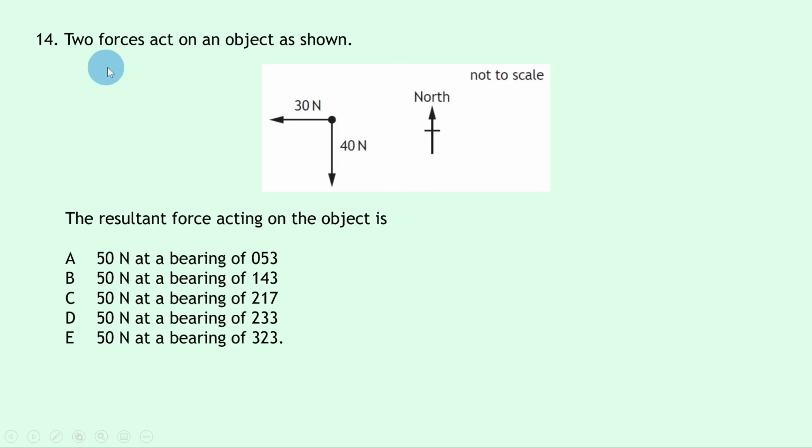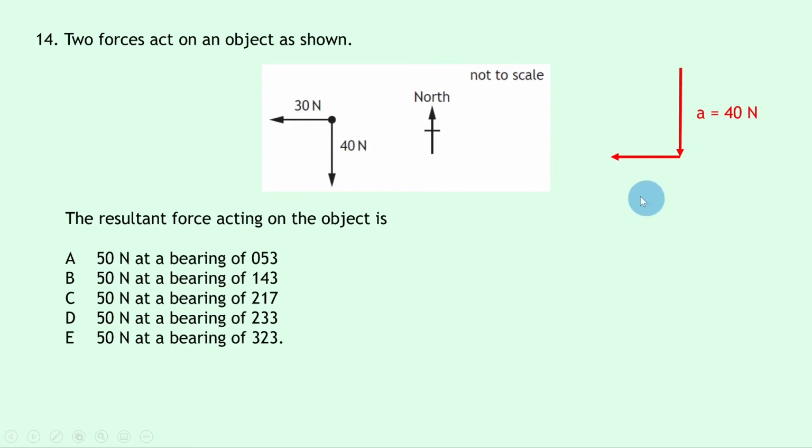Question 14 says that two forces act on an object as shown. So you've got an object here with 30 newtons acting on it west and 40 newtons acting on it south, and it says the resultant force acting on the object is. So in order to find the resultant force, we've got two vectors here that we need to add together, and remember the rule for adding two vectors together is that they need to be added nose to tail. I've got my vector going down the way first of all, and I'm going to label that as A equals 40 newtons.